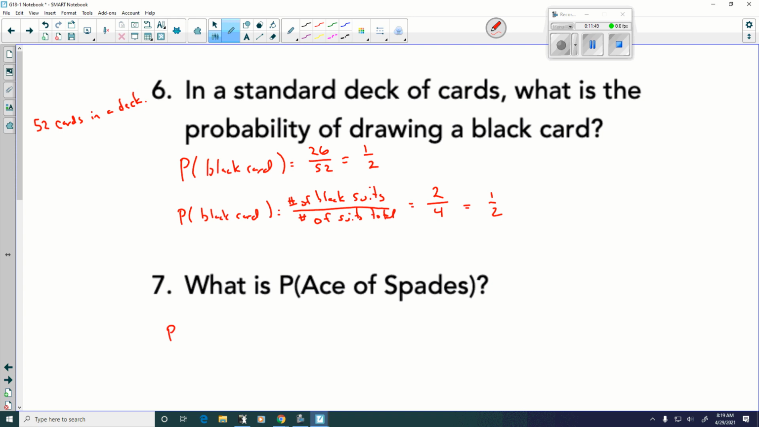So the probability it's the ace of spades is the number of ace of spades over the total number of cards. So there's one ace of spades out of the 52 cards, and that's the probability of drawing it. This means, on average, every 52 times you draw a card out of a deck, one of those times will be the ace of spades. This means, on average, every 2 times you draw a card out of a deck, one of them is black.